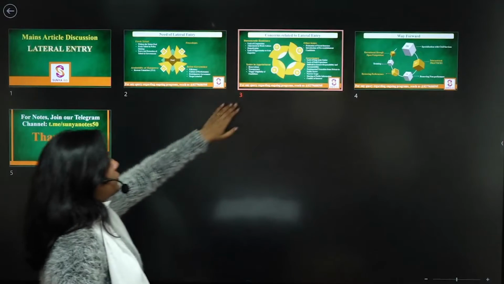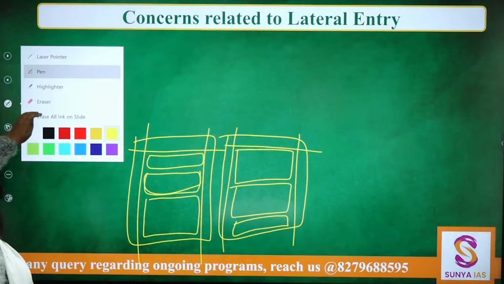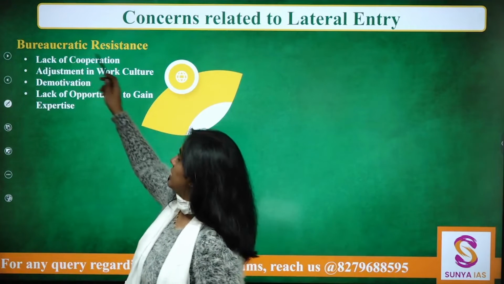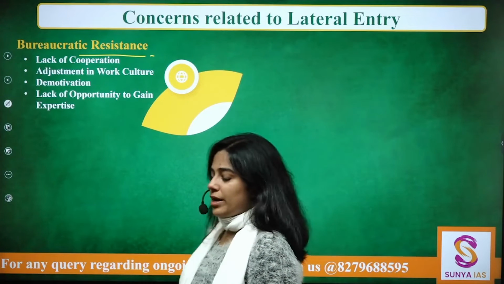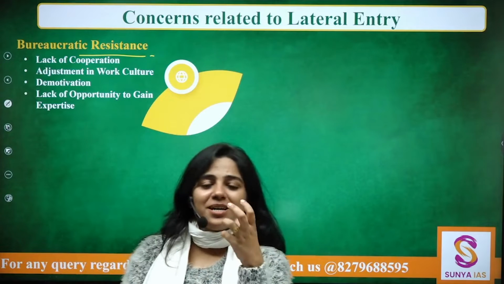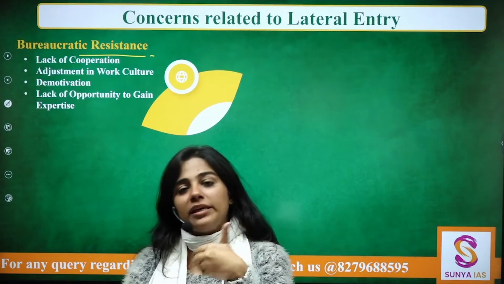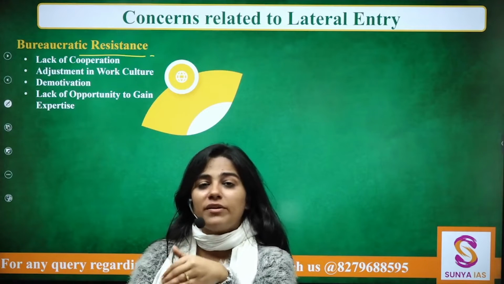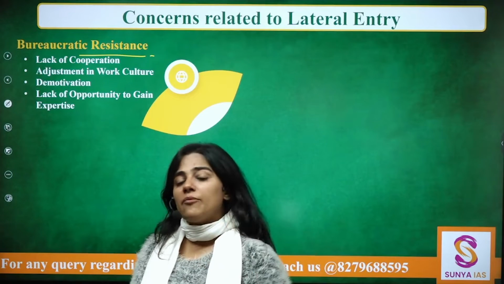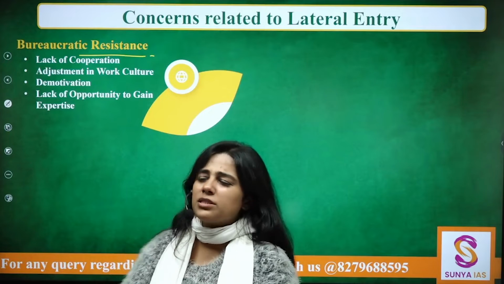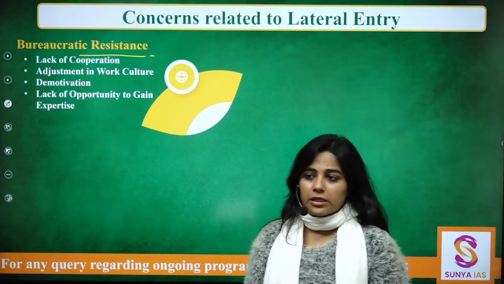So now, if we talk about the concerns, the first concern is the bureaucratic concern, bureaucratic resistance, bureaucratic challenges, that the career bureaucrats are not actually very receptive, that we have spent so many years of our lives in this service, and now when it comes to being promoted as the joint secretary, someone from the private sector is coming and taking that position. They're not very receptive to that, rightly so, because there is no culture of competition in the bureaucracy.